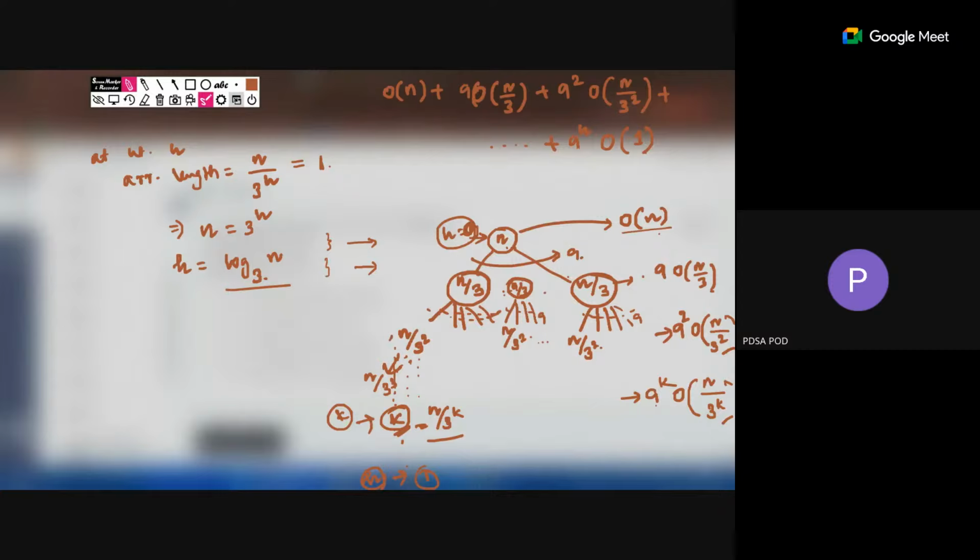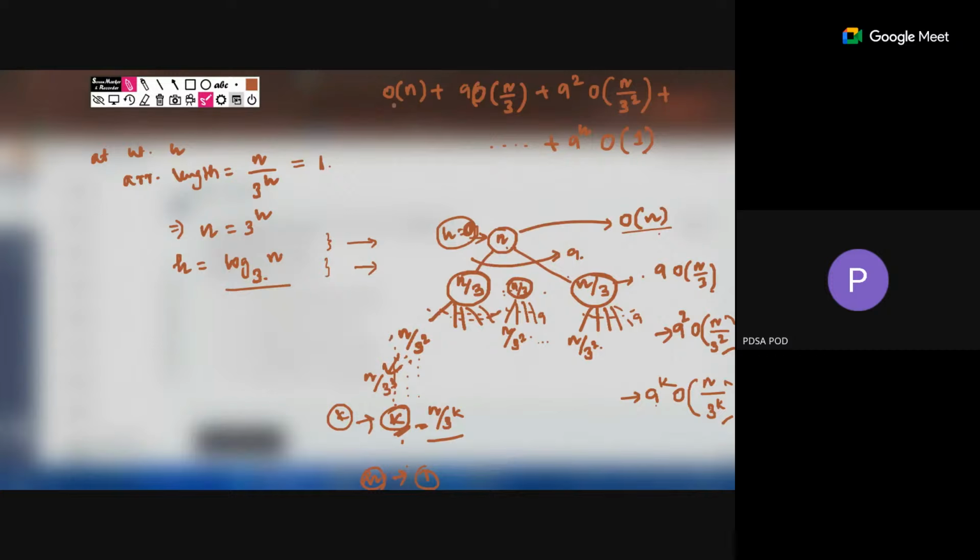9 to the power h times order of 1. You agree to that? We just computed the value of h. I'm just saying this is the general formula.